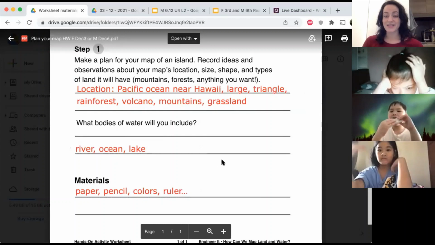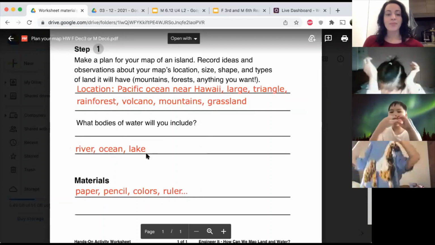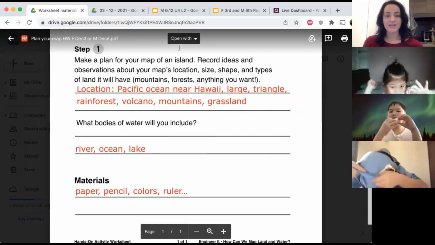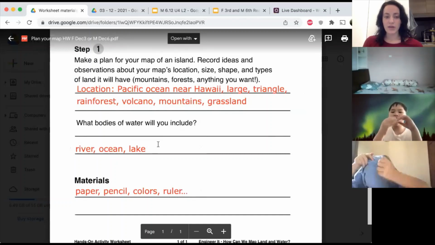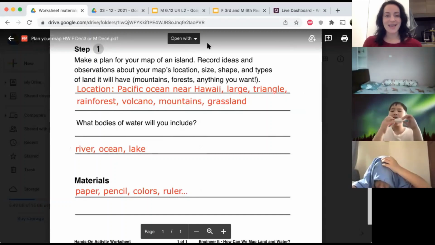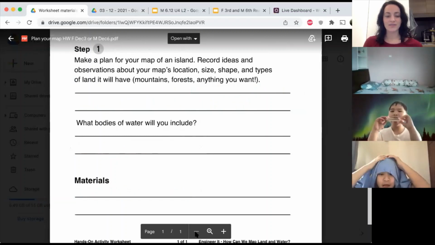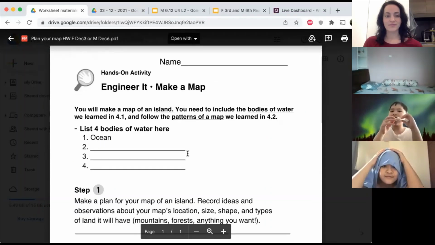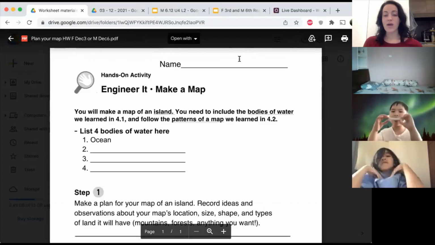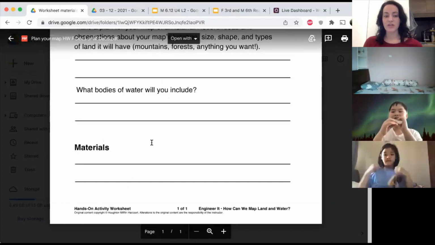And that's it. That's your homework. Plan your map. What land and water will you include? That's it. Okay, this is your homework. Any questions about filling out this worksheet? No.